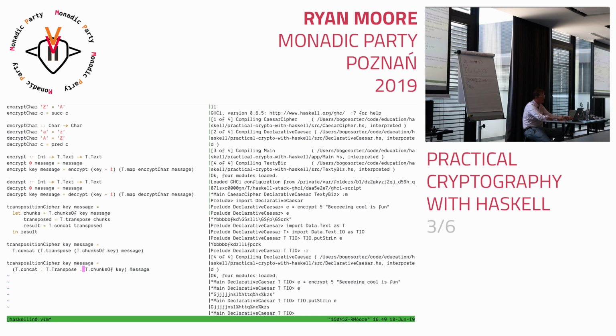And then transpose takes a list of text and puts the first character of each of the lists into the first list, and the second character of each into the second list, and the third list to be the third, and so on, which is exactly what's going on here. So it takes this list and transposes them into these lists, doing the hard work for us. And then concat takes a list of text and returns a single text.